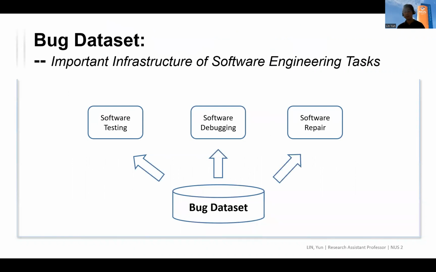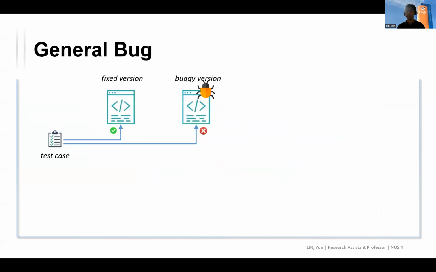Bug datasets are important infrastructure for software engineering research tasks, such as software testing, debugging, and repair. The SE and PR communities have proposed many bug datasets. Nowadays, Defects4J is the most popular dataset. For each bug in a bug dataset, it is manifested by a buggy version, a fixed version, and at least one test case, failing the buggy version and passing the fixed version.